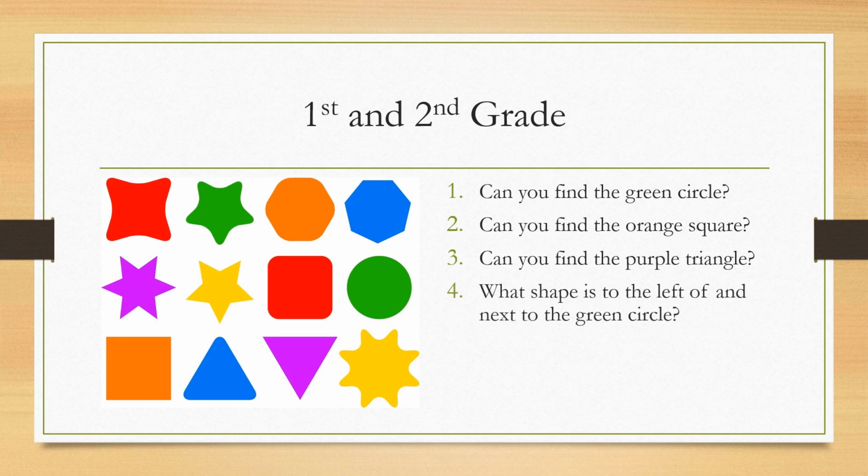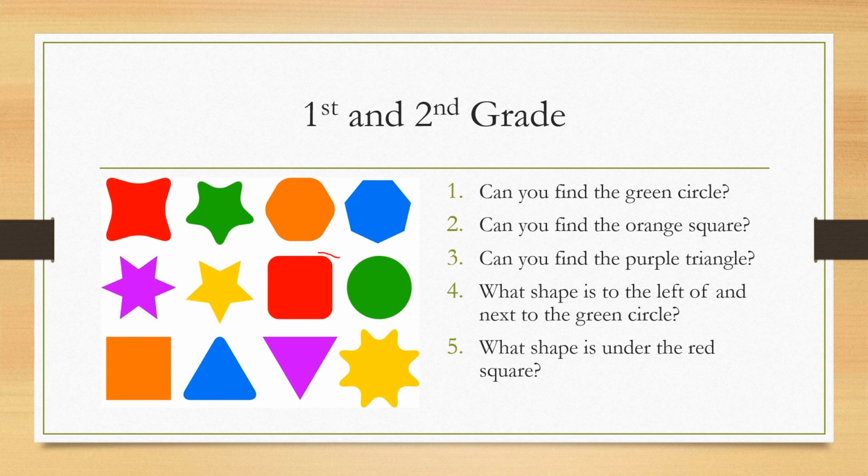What shape is to the left of and next to the green circle? Because there are many shapes next to the green circle, but only one is to the left of it and next to it. Okay. Next question. What shape is under the red square? All right. Now I'm going to give you the answers. Pause the video if you need a little more time.